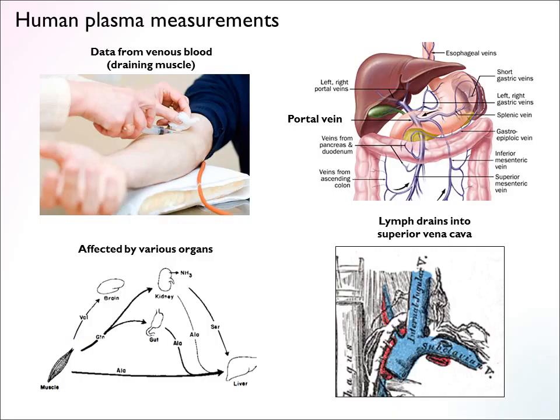Along the same lines, lymph is also a component that's important to think about and often forgotten. This drains into the vena cava, so again goes into the major circulation. And again, components of lymph will be presented to a lot of tissues, but when we look at venous blood, we will see this filtered by muscle. And pretty much all the tons of data we have in human plasma is from this situation. So we should be aware that this could be a bit of a distorted picture.